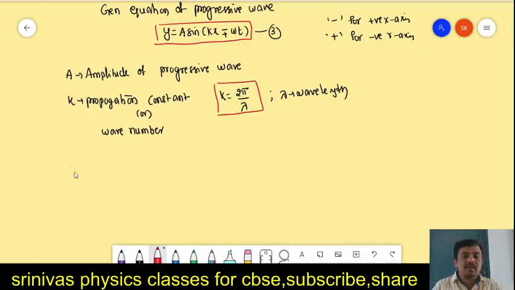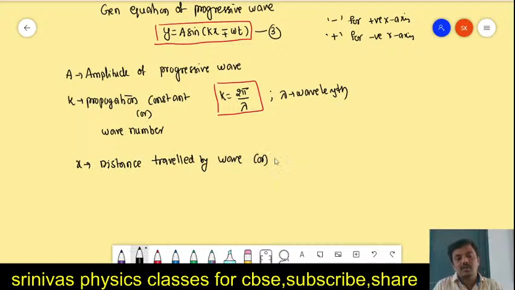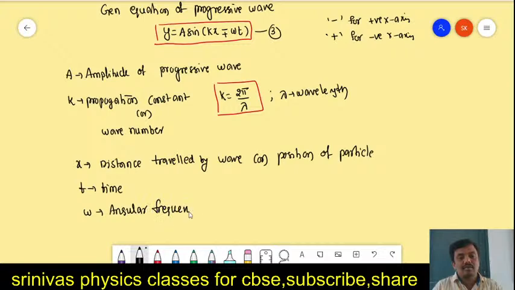k is completed. x you know already, the position of the particle. x is the distance traveled by the wave, or we can also say the position of the particle. t is the time, and ω is the angular frequency of the wave. How to write the ω formula? The ω formula is 2π by T, where T is the time period.